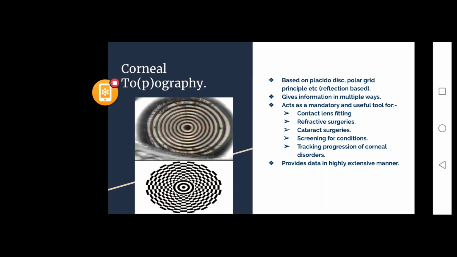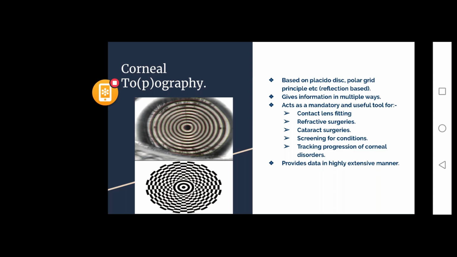Screening for conditions. So basically, suppose you are performing a retinoscopy, and the patient comes in with progressive myopia or progressive astigmatism. You perform retinoscopy, and then you see there are some scissor reflexes. You start suspecting, yeah, the cornea is not proper. So we do corneal topography. We try to screen it for keratoconus or any other ectatic disorders. And the last is tracking progression of corneal disorders.